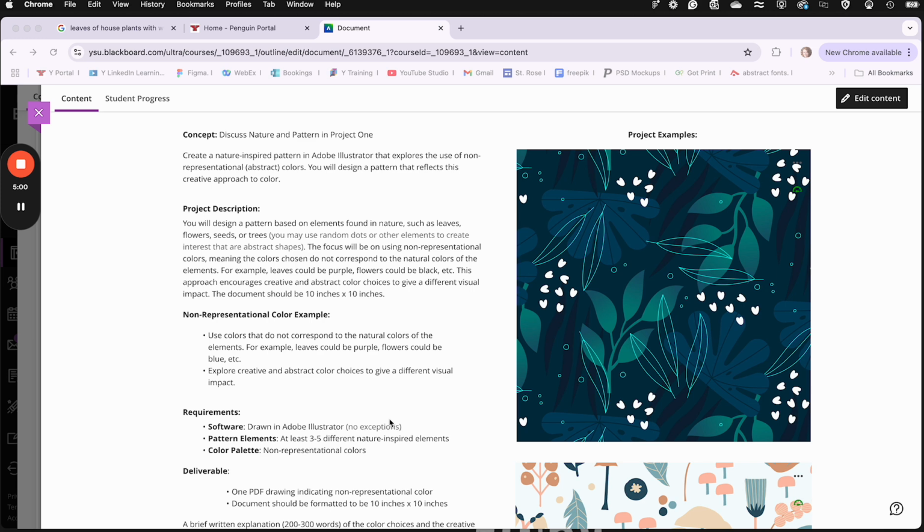And these instructions will carry over in every project, but this is where all of the important parameters are handled. So if you ever have a question about how big or how many objects you have to draw, you can always come back here. This is where this video is also going to be housed.